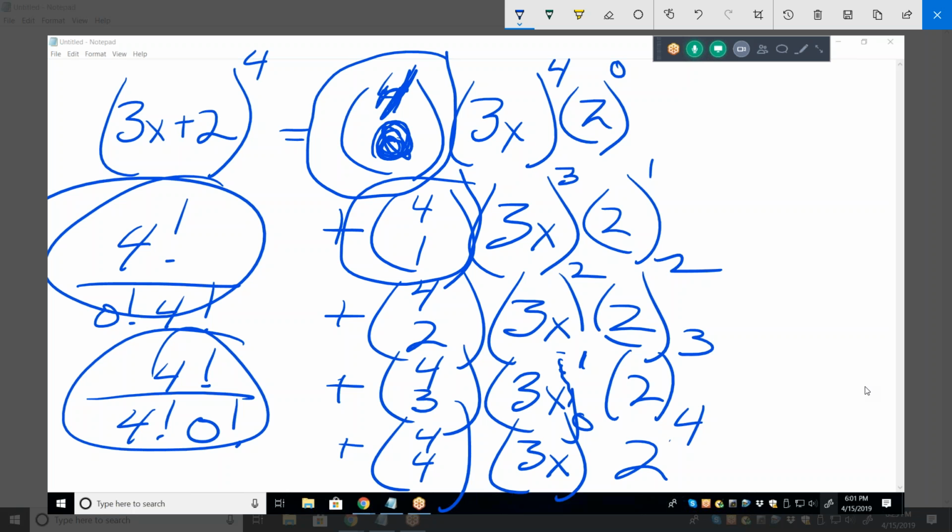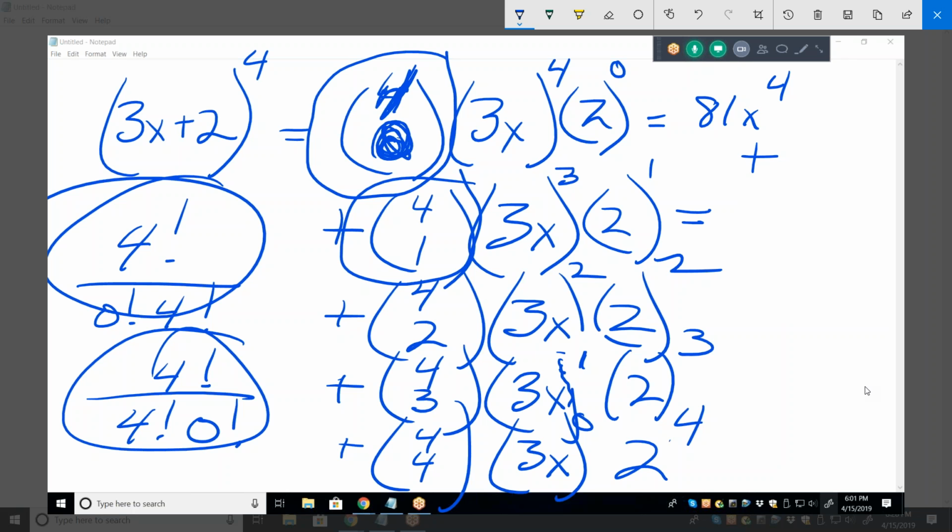In other words, the first term is going to be 81x to the 4th. See where I got it? 4 choose 0 is 1. 3 to the 4th is 81. What's the next term?